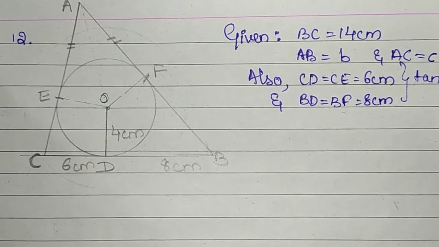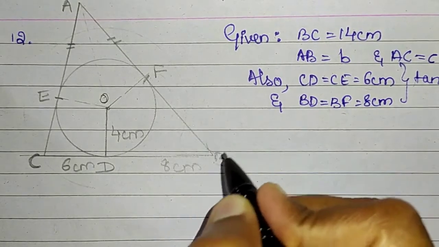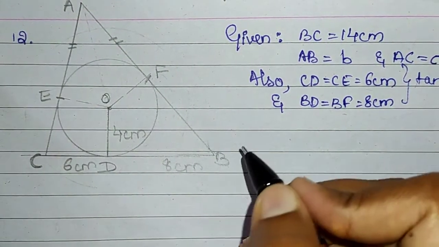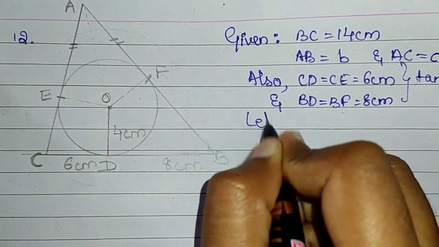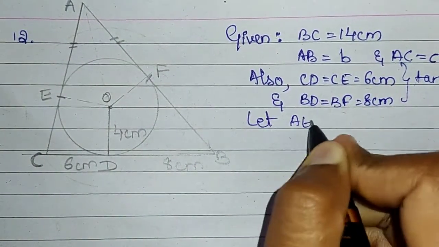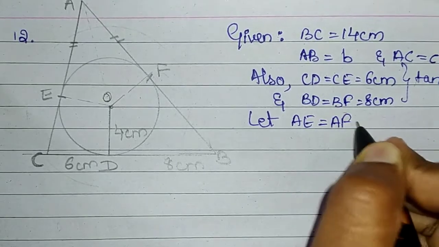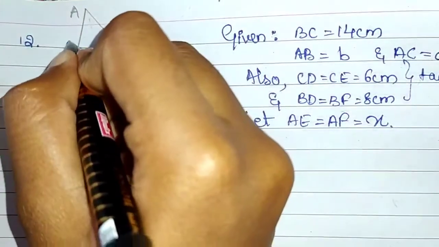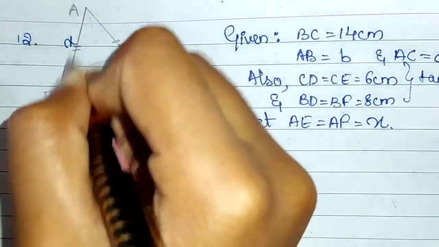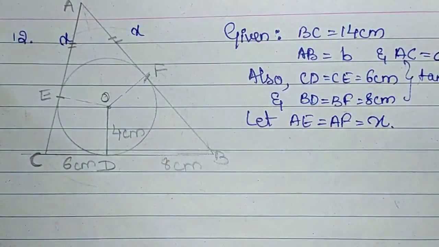So now in the triangle, let AE is equal to AF be x. These two lengths of these two tangents be x centimeters.